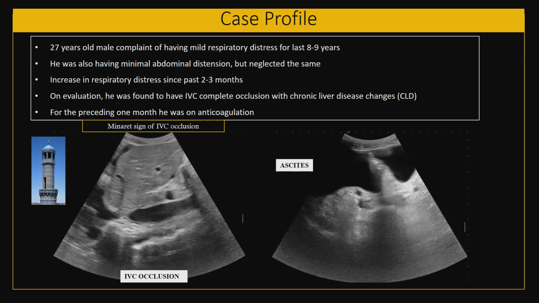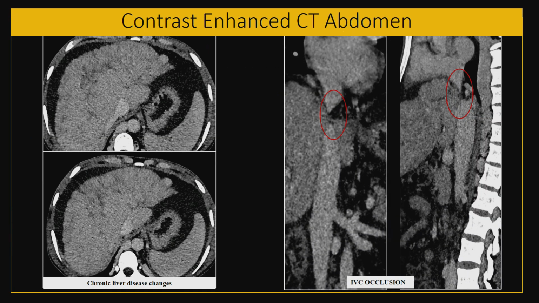So here on the ultrasound images, you can see the infrahepatic and intrahepatic IVC, which is dilated, and the dome shape of the IVC where it gets occluded, a short segment occlusion of the intrahepatic IVC in this location. This is called the minaret sign of IVC occlusion because of its shape looking like a minaret, dome-shaped IVC occlusion, and you can see significant ascites.